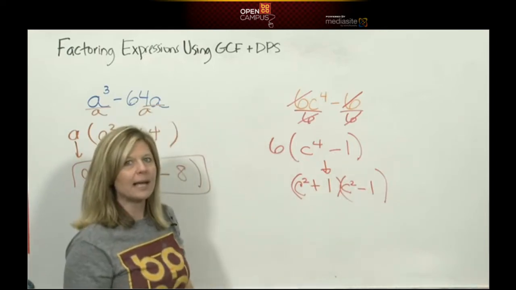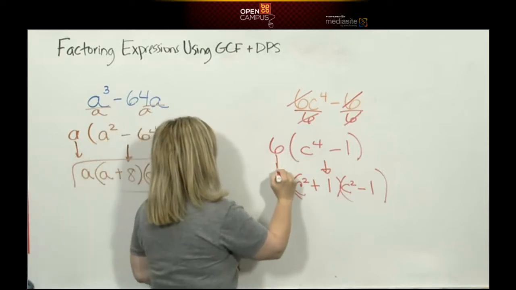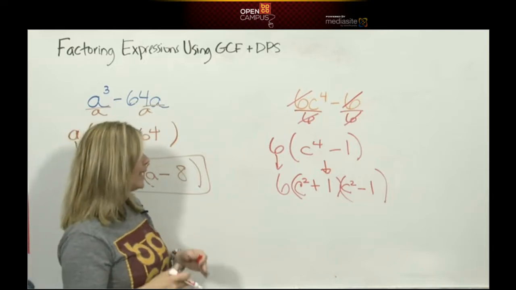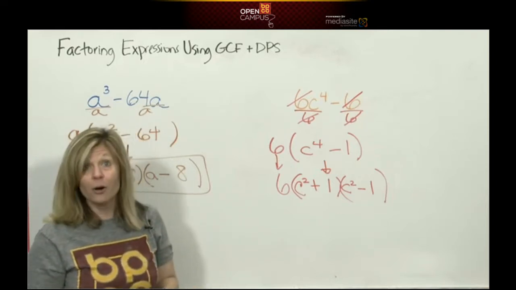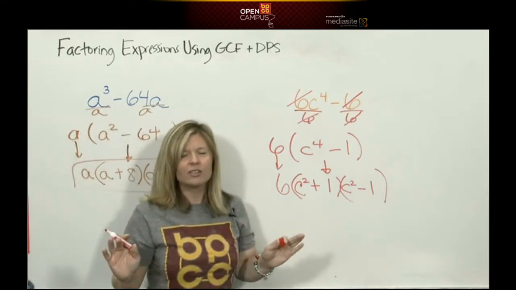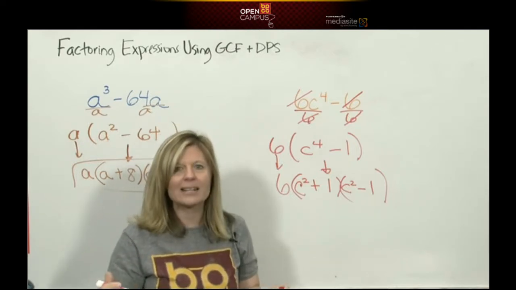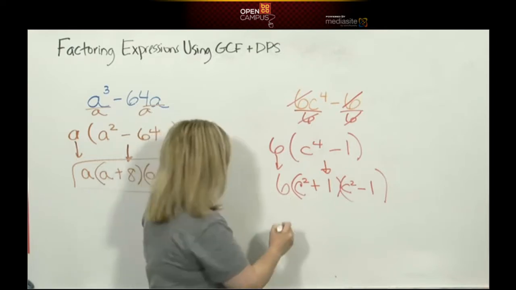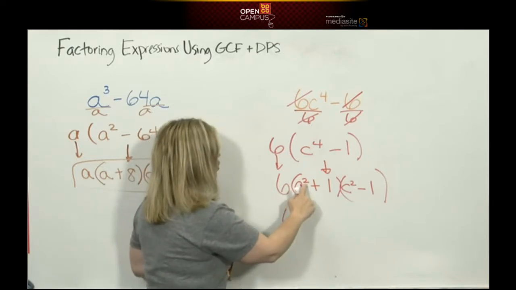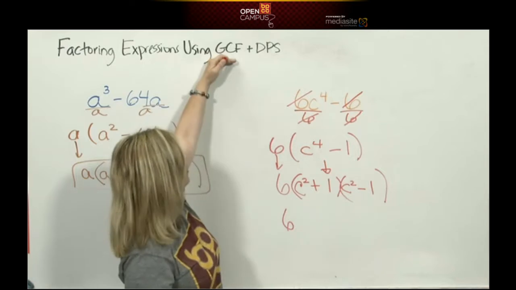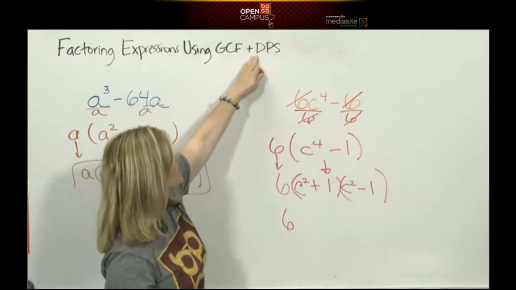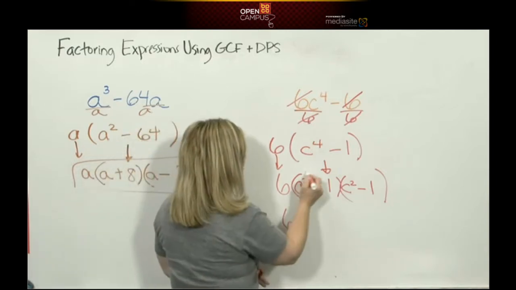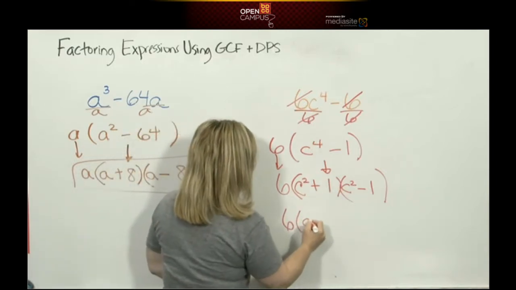What did you forget to bring down? That's right, the 6. You pulled the GCF. It's got to come along for the ride. Are we done? No. Oh my, we're still not done factoring. Factoring means to break it down as far as it can go. Okay, can't do anything with 6. That's the GCF. C squared plus 1 doesn't fit this rule. Remember, the rule is difference of perfect squares. A plus is a sum. So we can't do anything with this set of parentheses, so we bring it down.